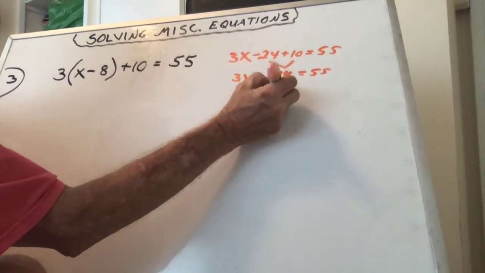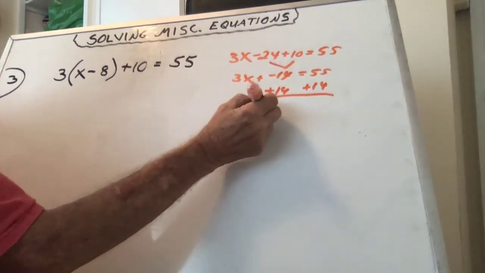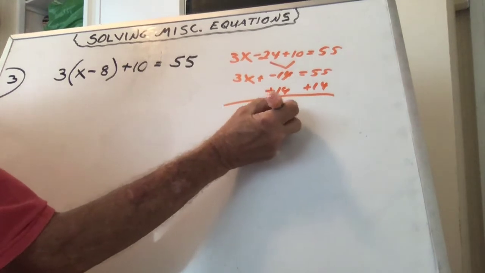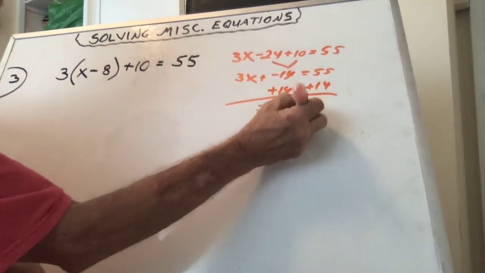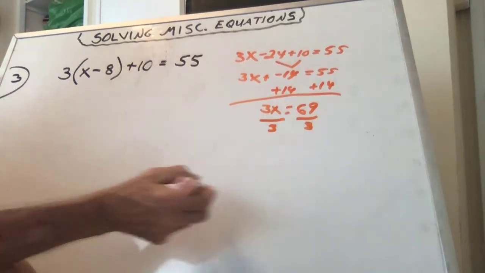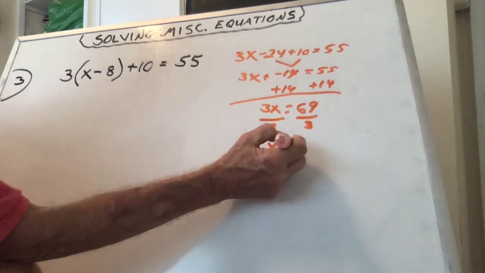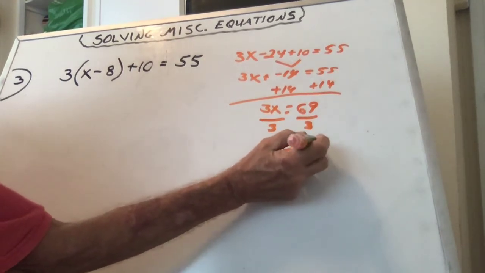Get rid of that 14. 3x equals 69. Divide by 3. 2, 3, what is that? 23. So that's legit.